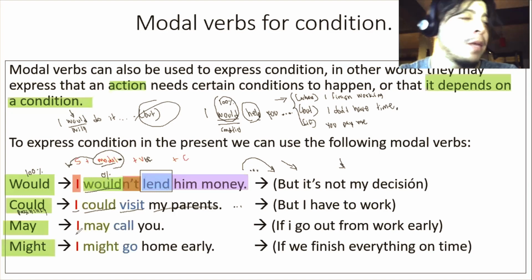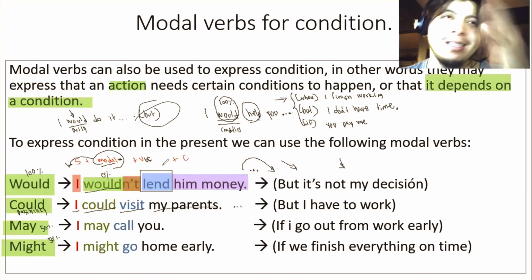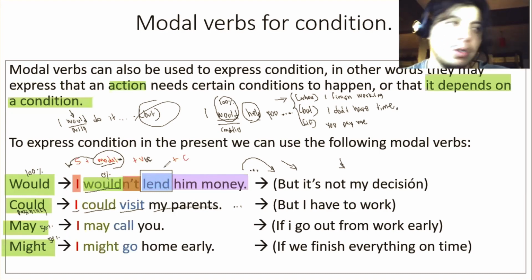You can also use may or might when you are, again, like not completely sure. When you say, I wouldn't lend him money, it means it is a decision that I have made. I wouldn't do that. I wouldn't lend him money. When you use may or might, you are saying there is a chance, but you are not promising anything. I may call you. I may call you if I go out from work early.